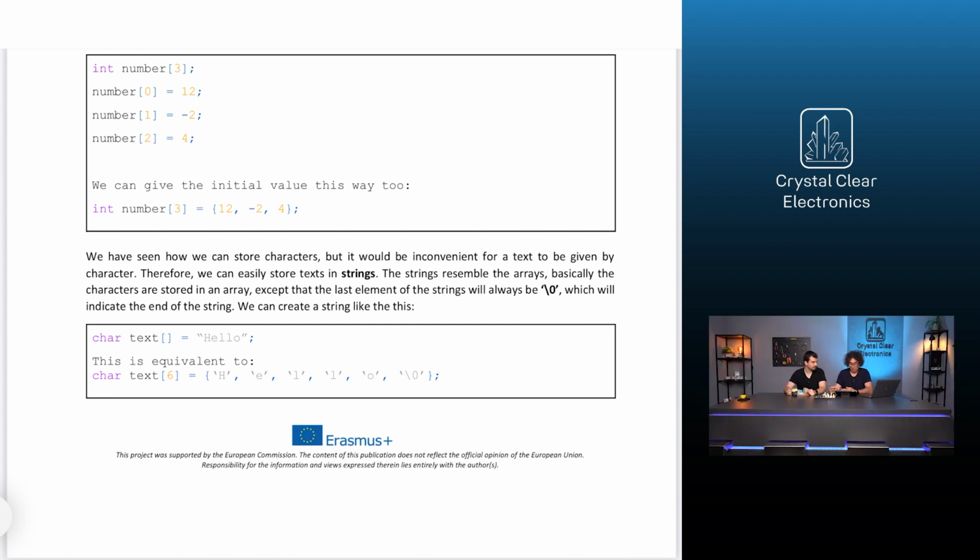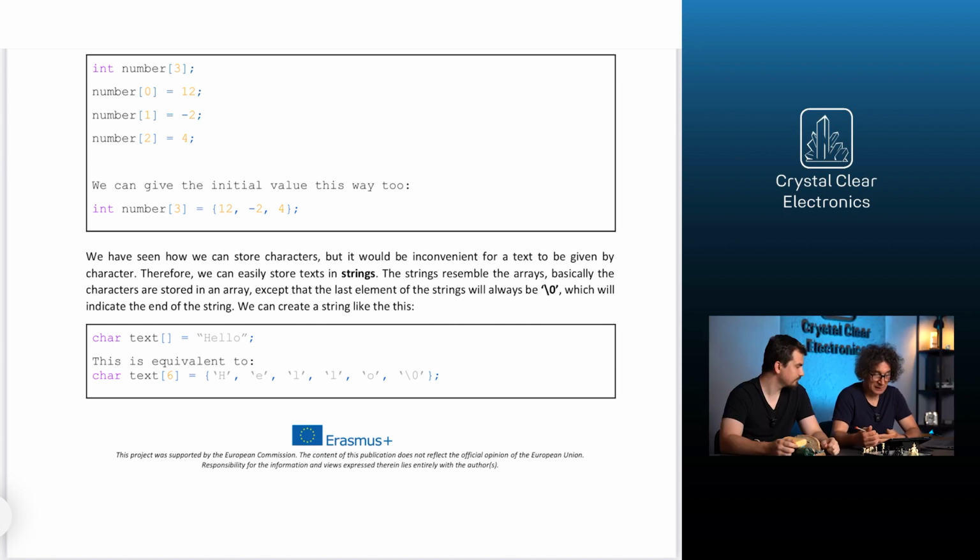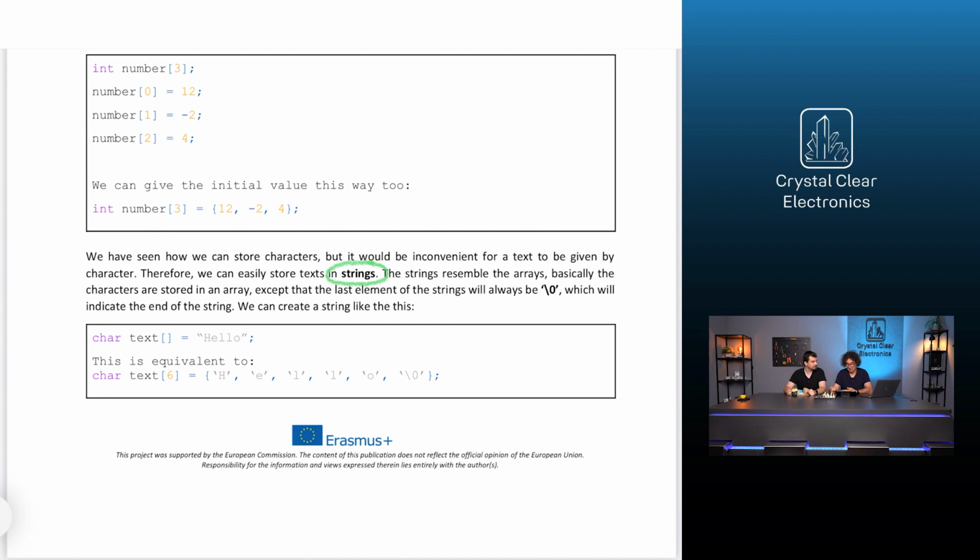We have seen how we can store characters, but it would be inconvenient for a text to be given character by character. Therefore, we can easily store texts in strings. The strings resemble the arrays. Basically, the characters are stored in an array, except that the last element of the strings will always be \0, which will indicate the end of the string. We can create a string like this.